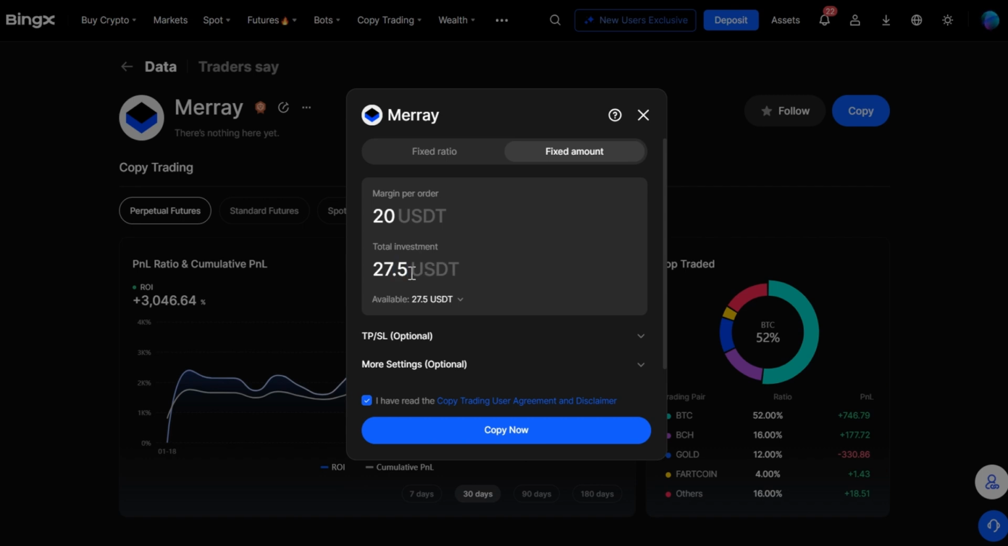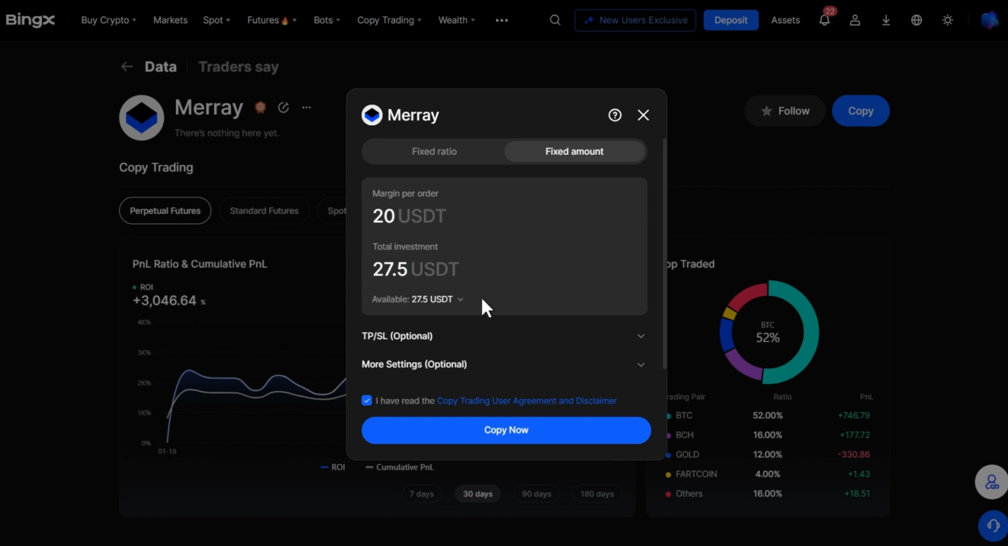For example, if you set $500, once your active positions reach $500, no new trades will be copied until some close. Don't put all your funds into one trader. Diversification is key. I recommend splitting your capital across 2 to 3 traders with different strategies.